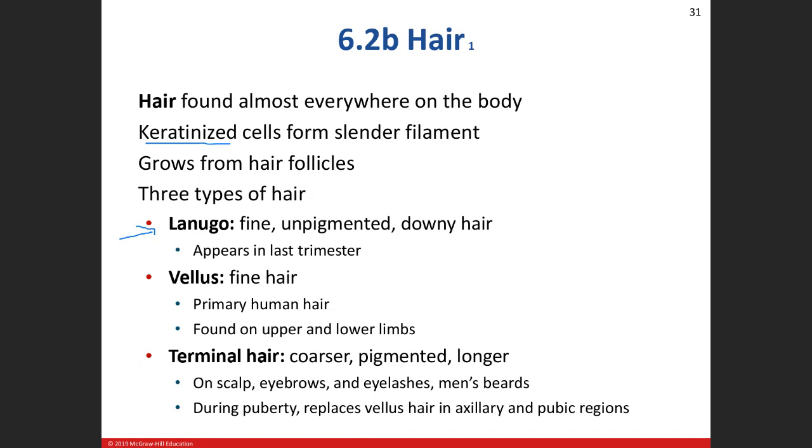Okay, only time. The next type of hair is the vellus hair. It's fine hair which we see on our arms and legs. It's the most abundant type of hair. And then finally, we have our terminal hair. This is the hair that's on our heads, our eyebrows, our eyelashes, and for myself, facial hair. Oh, and then of course, puberty. This is the hair that grows down in the pubic region, and also in the axilla, which is the armpits.